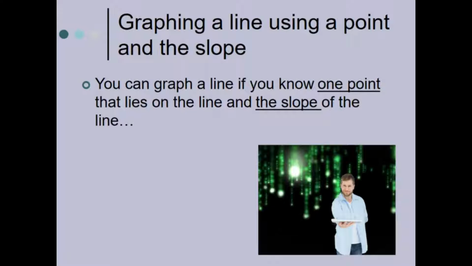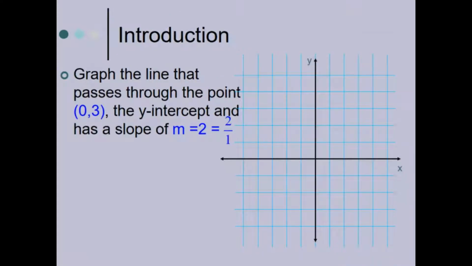You can graph a line if you know one point that lies on the line and the slope of the line. Let's take a look. Graph the line that passes through the point (0, 3), the y-intercept, and has a slope of 2.